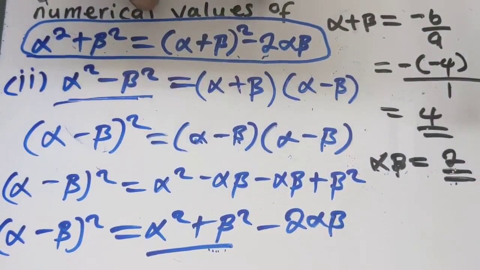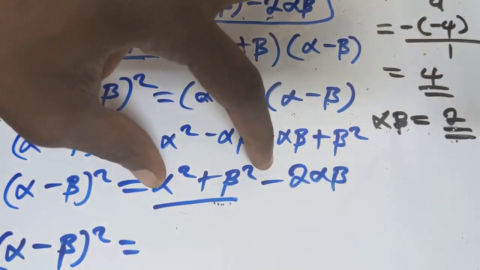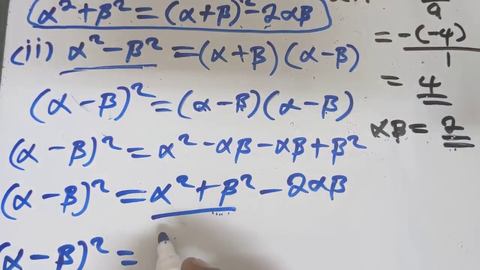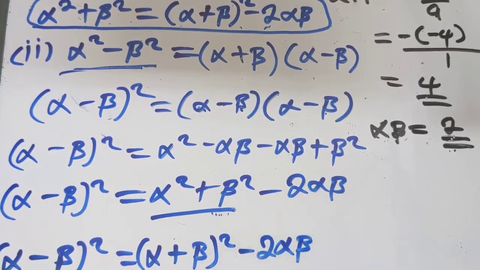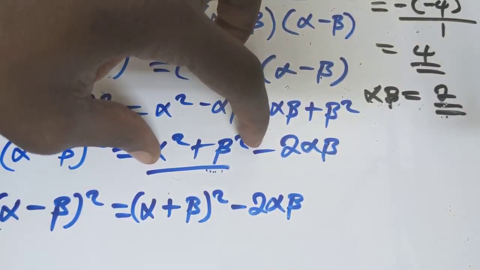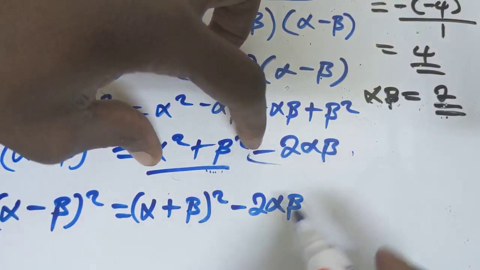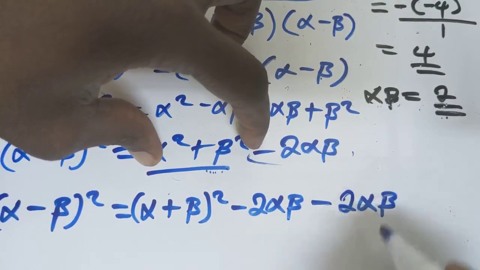Get this formula and replace it right here. So this formula is going to be alpha plus beta, squared, minus 2 alpha beta. We have just replaced this. So what is remaining is this part, which means that we are going to put this part now, negative 2 alpha beta, like that.